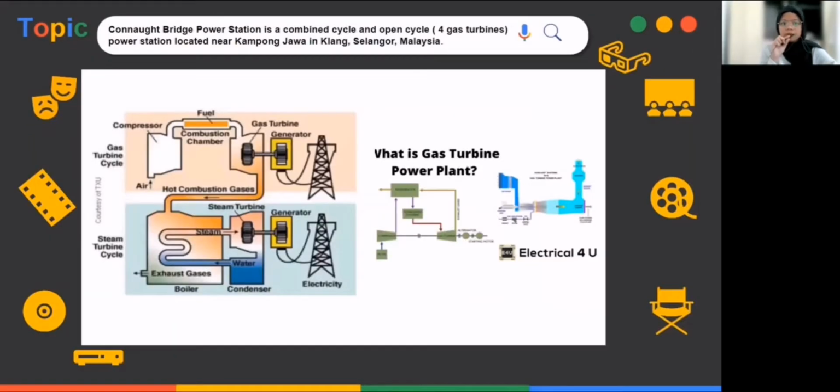Corner Bridge Power Station is a combined cycle and open cycle power station with 4 gas turbines, located near Kampung Jawa in Klang, Selangor, Malaysia.